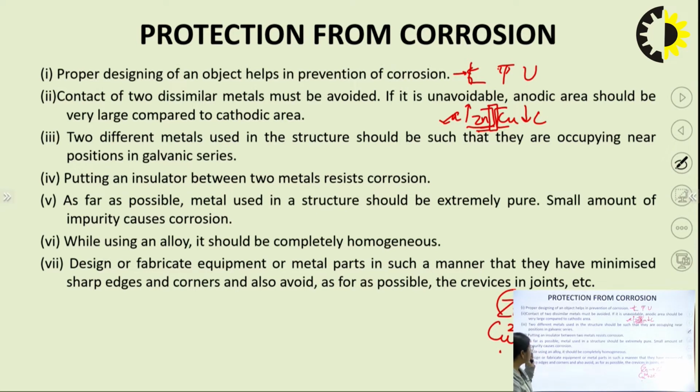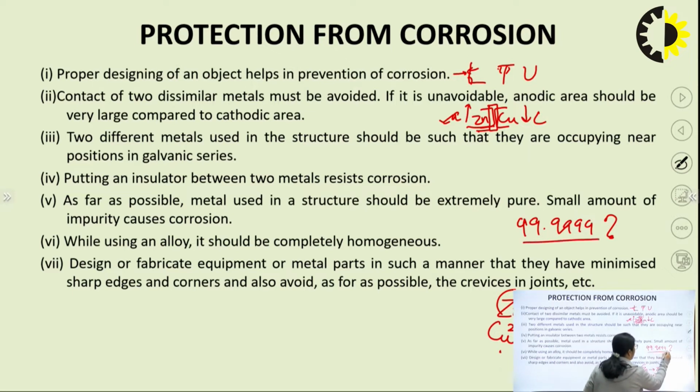Then, as far as possible, the metal that we are using in this structure should be pure, because if impurities are present, it is going to lead to corrosion. That means generally highly pure; 100% is not possible, but 6N is 99.9999% purity. If you are using highly pure metal, then the chances of getting corrosion or the corrosion rate is going to be lower. Why? Because in the pure metal only one metal is present.